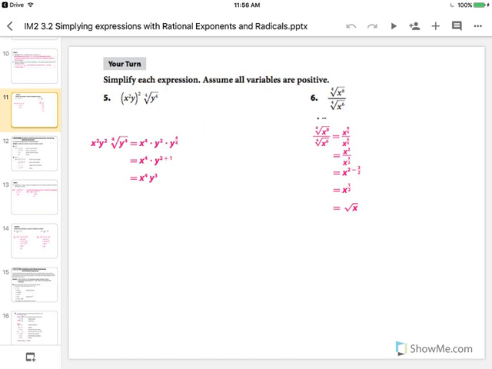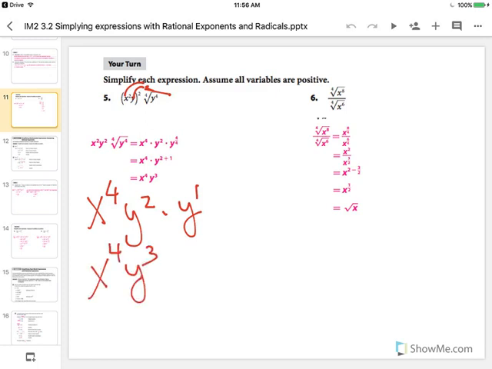So here we said that we need to distribute the 2 in. This gives us x to the 4th power, y to the second, and the cube root and the 4 cancel out, so that gives us just y. Remember that there's a 1 here. So this gives us x to the 4th power, y to the 3rd power. Okay, so let's go on to number 6.